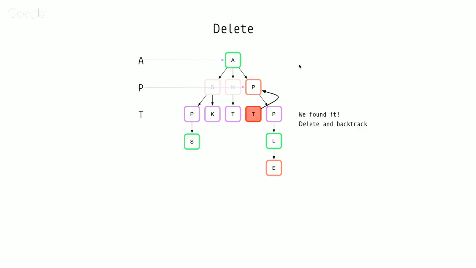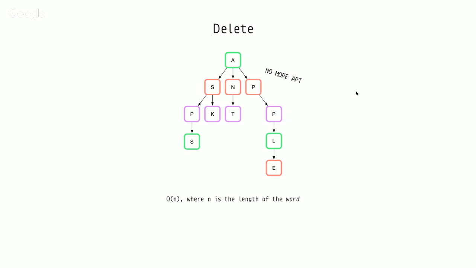And then we're going to backtrack. So we'll look back at the node that we looked at previously when we were searching, which is that P right there. But P actually has another child, this P here. So we don't want to delete it. And that's it. We've deleted the word. Apt is no longer represented in the try, but we haven't broken any other words in the process, which is exactly what we wanted to do.